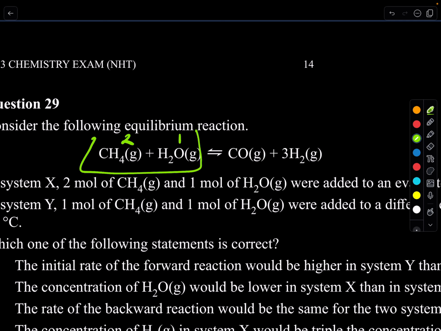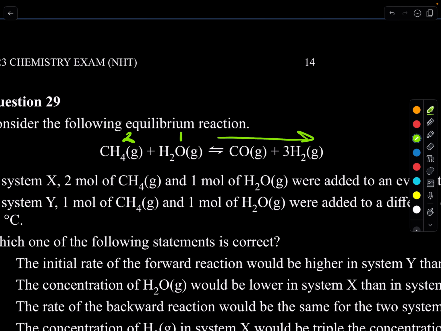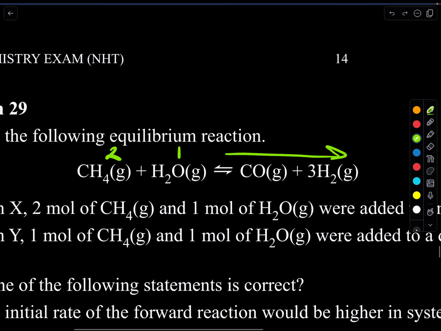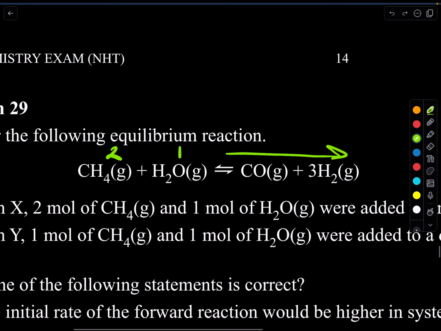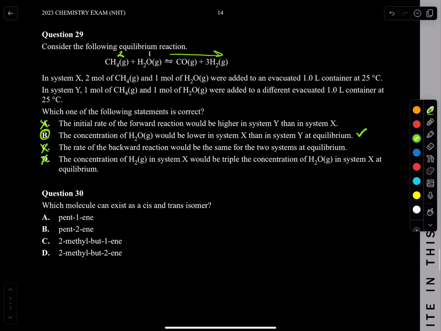You have 2 of these, so you're not going to form just 3 times the hydrogen gas. You're going to form more of it, not just the 3 moles of hydrogen gas, because you have more of the CH4. You have 2 moles of it, not 1. So you actually form more than 3 times the hydrogen gas in X. The concentration of H2 in system X would not triple the concentration of H2O. It will be more than triple actually. So that's not right. So B would be the best in this case.